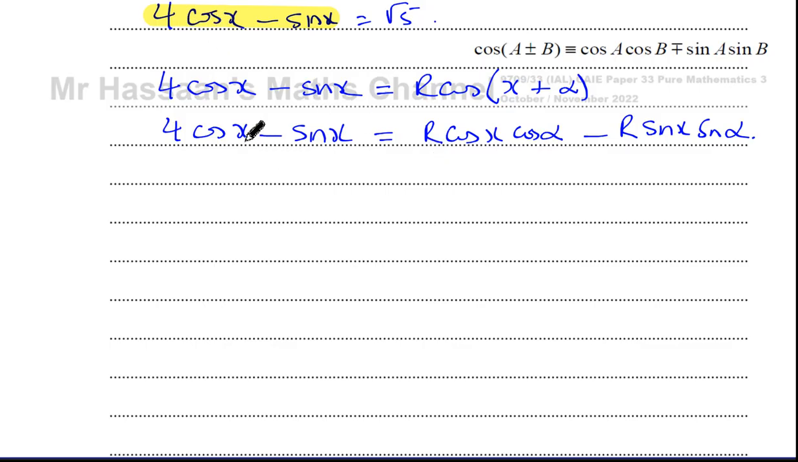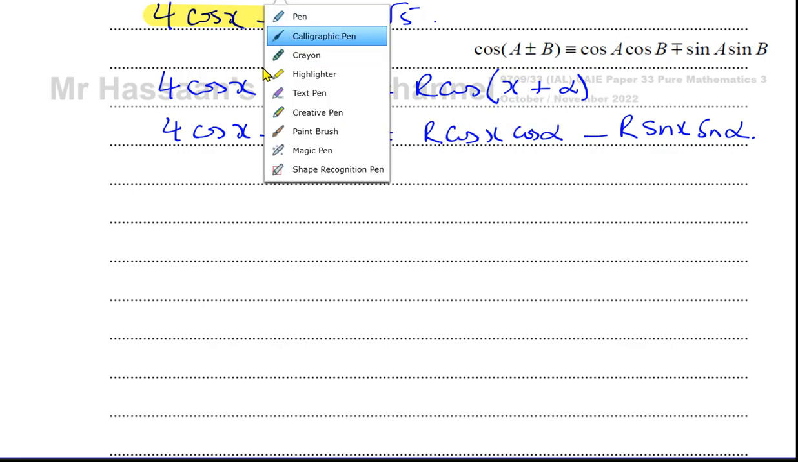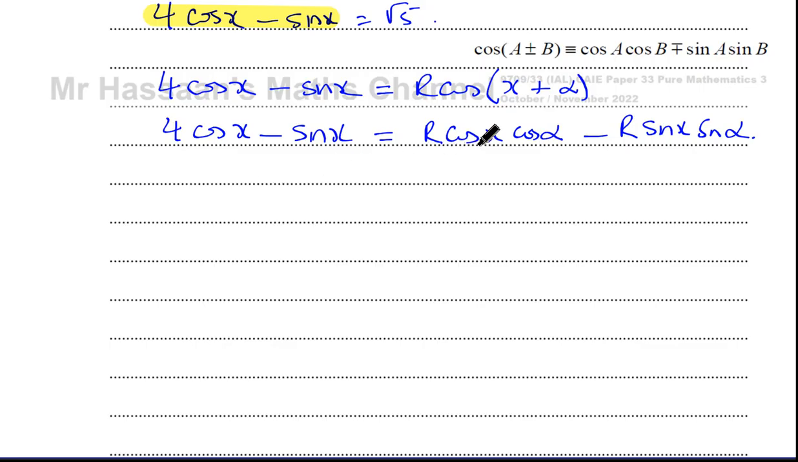Now we need to compare the coefficients of both of these sides in order to find the value of R and the value of alpha. So I'm going to compare the coefficients first of cosine x. On this side I've got cosine x, and on this side I've got cosine x. This is an identity, basically. These two sides are identical to each other. The coefficient of cosine x on this side is 4, and that must be equal to the coefficient of cosine x on that side, because this and that must be equal to each other.